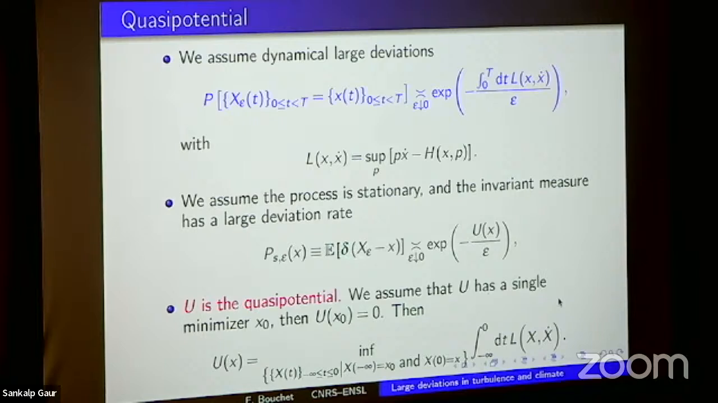So I look at the probability that x epsilon is equal to x, but now I have no notion of time. It's just at any time, I just look at the probability that x epsilon is equal to x. It's the invariant PDF of my system. And I define, if there is a large deviation principle, then the large deviation rate function for x is called u of x. And it is called in the large deviation theory a quasi potential.